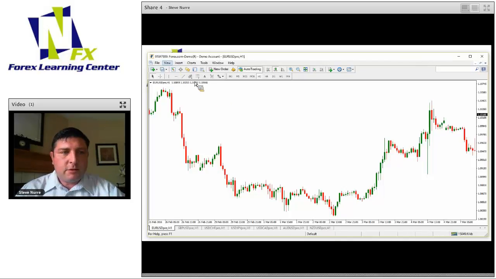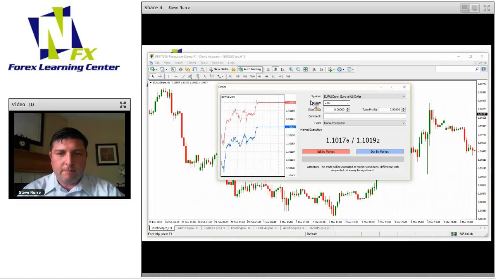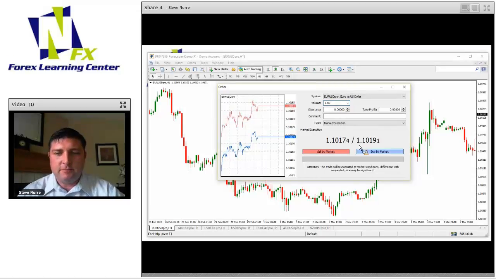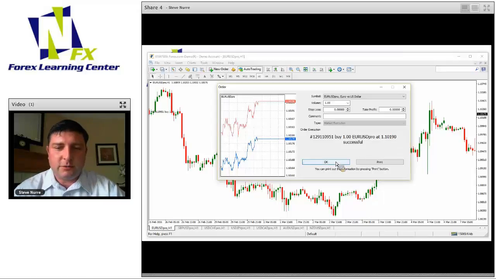Let's go into our trading screen, and I'll right click here and go to new order. Let's say I want to trade one standard lot. That would be 1.00 on the Euro US dollar pair. So I'll click on buy. What I've done there is I've exchanged enough dollars, at this exchange rate of 1.10190, to control 100,000 euros.